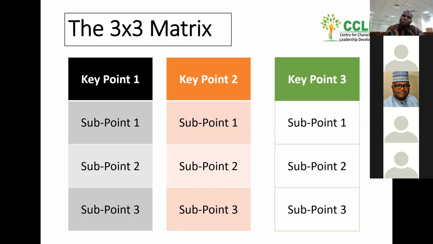Key point one, beautiful. Key point two, tall. Key point three, smart. Can you see now? So your speech is ready. So what do you want to tell people about your beauty? That's sub point one, sub point two, sub point three. What do you want to tell people about your height? You could divide them into three. What do you want to tell people about being smart? You can divide that into three, and your speech is ready.